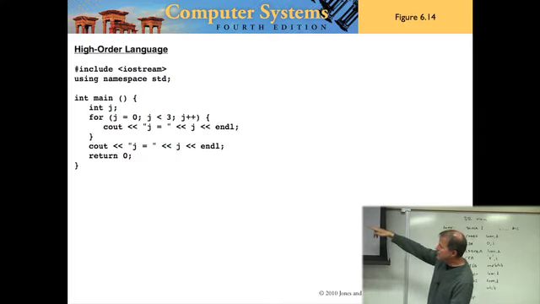Here's an example of the for loop, figure 6.14. For j gets 0, j less than 3, j plus plus. What do you have to do? We can make our own local variable, j. Initialize it. We have to make sure that we add to it at the end, and then branch back up to the test. You add at the end and then branch.